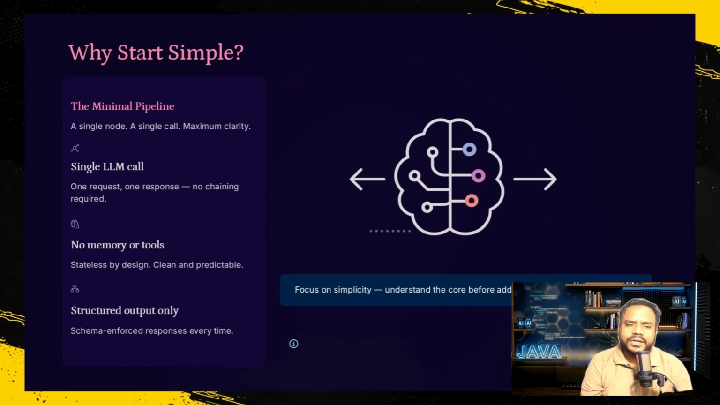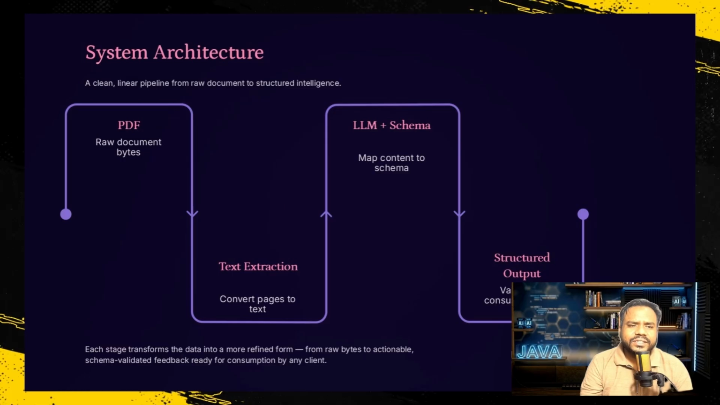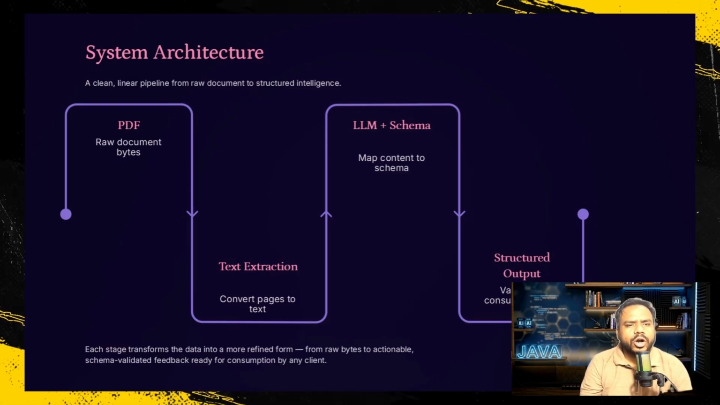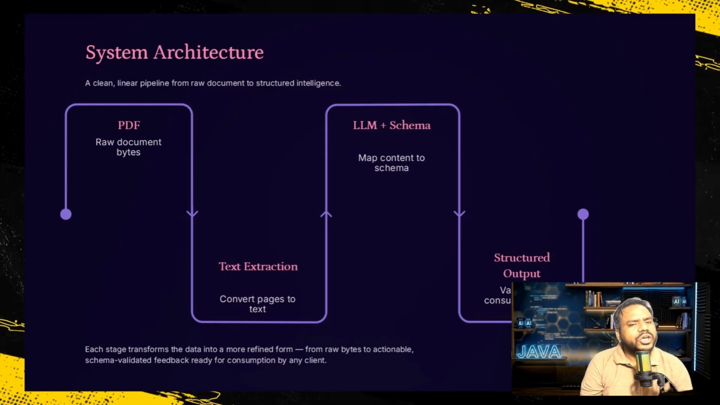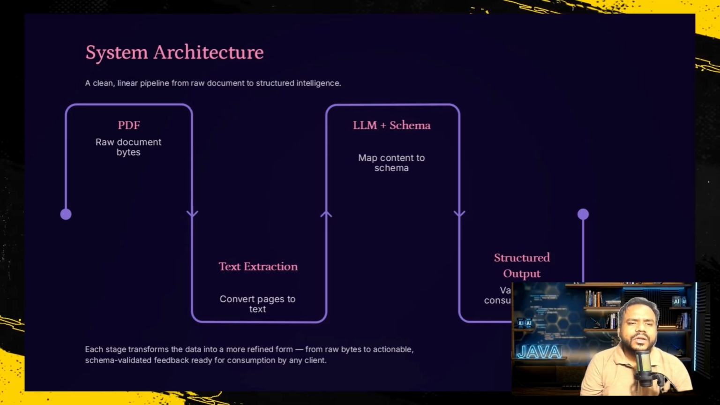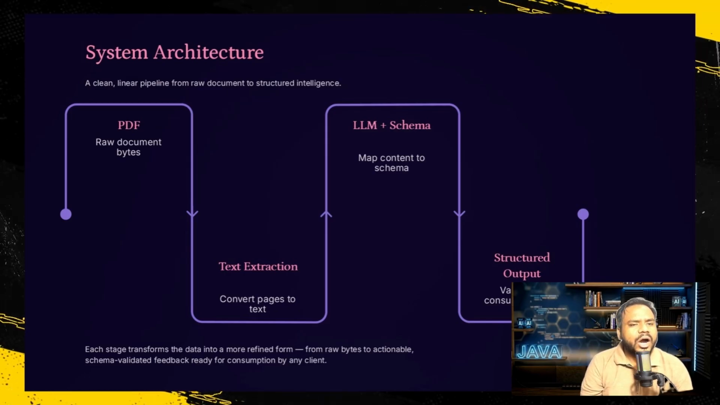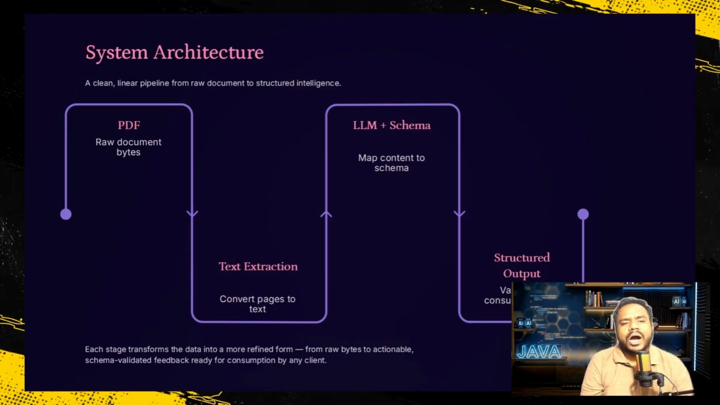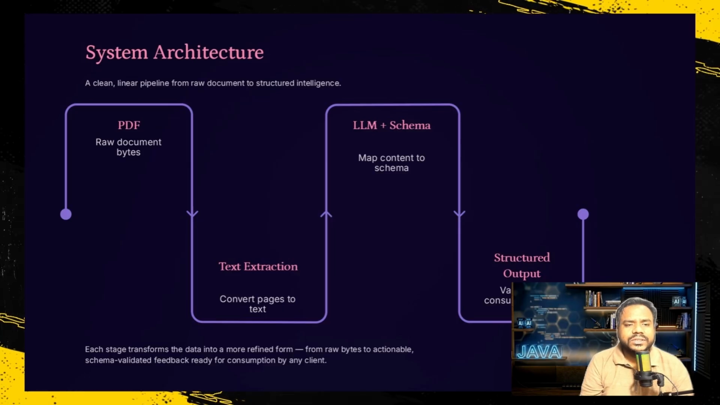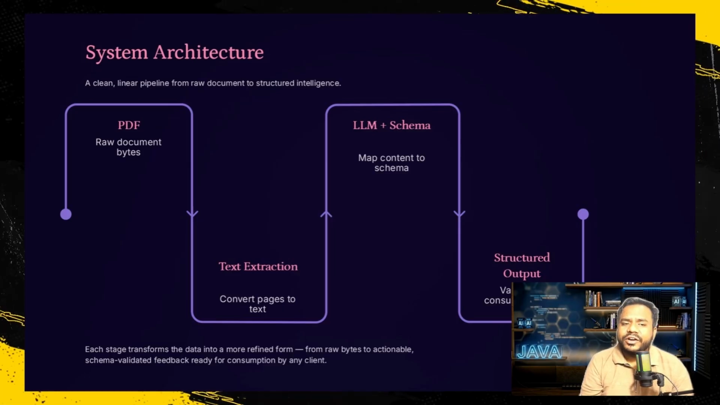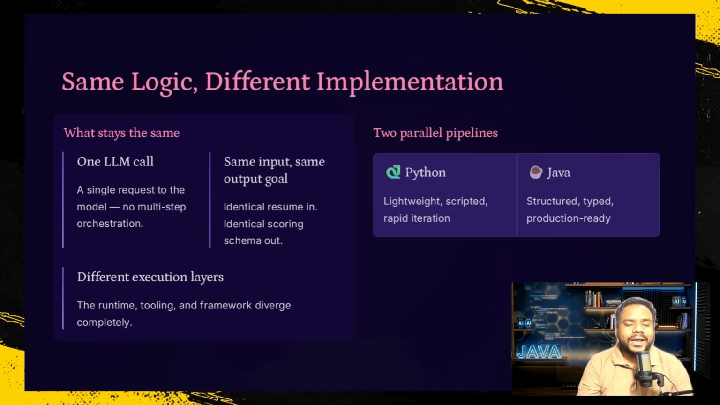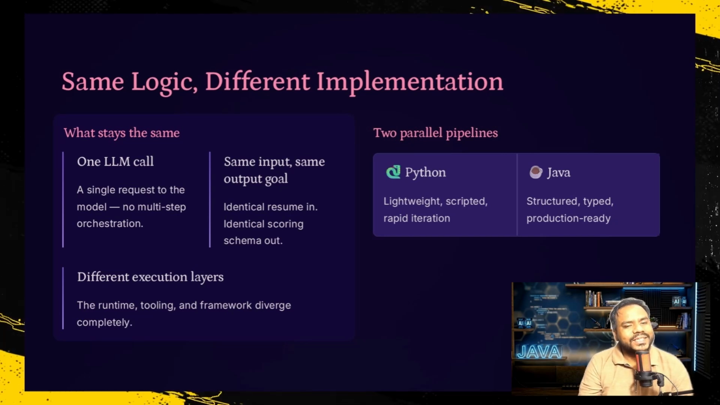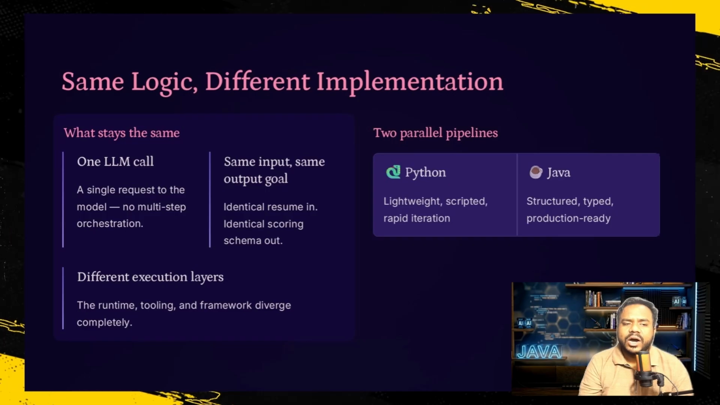So let's build it. Talking about the architecture, it's a three-step process. First, you parse the PDF into raw text. Second, you send the text to a LLM along with the strict output schema. And third, you get back a structured object with a score out of 100, category breakdowns, the roast, and rewritten bullet points. Just one LLM call. That's simple. Both Java and Python versions do exactly this. The difference is how they do it.